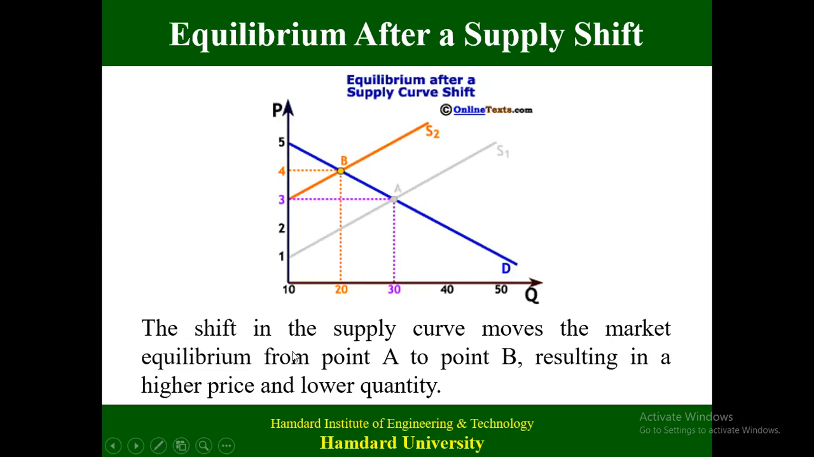The shift in the supply curve moves the market equilibrium from point A to point B, resulting in a higher price and lower quantity. So that's the main aspect which we need to study and observe.